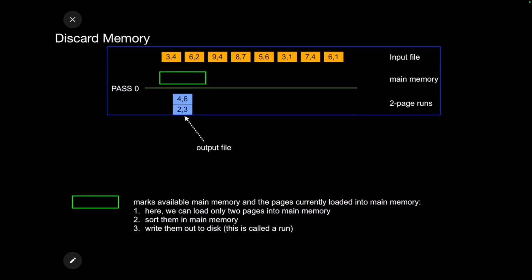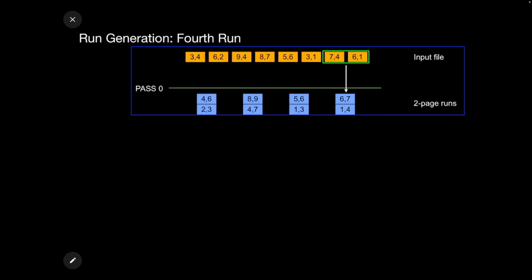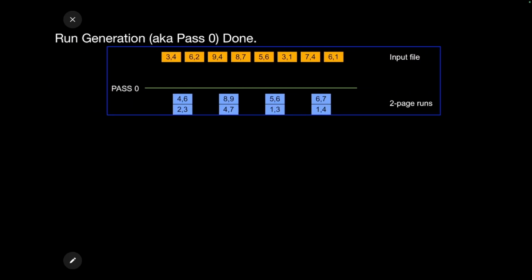So now I free the memory, and now I can read the next 2 pages from the input file. Load them into main memory. I abbreviated that here in the slide set, but basically you sort these 2 in main memory, and then write out the sorted sequence again to a run. This is a 2-page run. And you proceed like that for each and every 2 pages. Now we're done. Now we have these 4 input runs on disk. Let's assume it's running on disk for the moment. This is phase or pass 0.